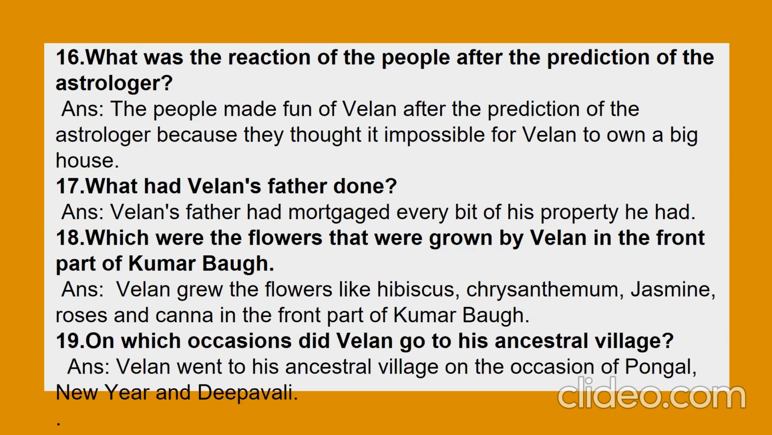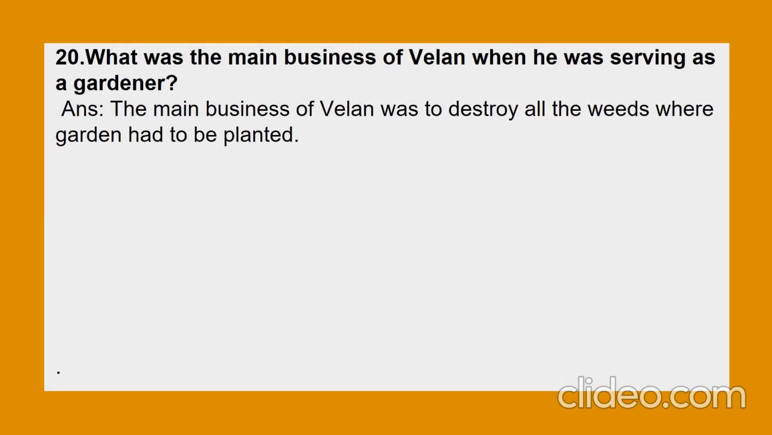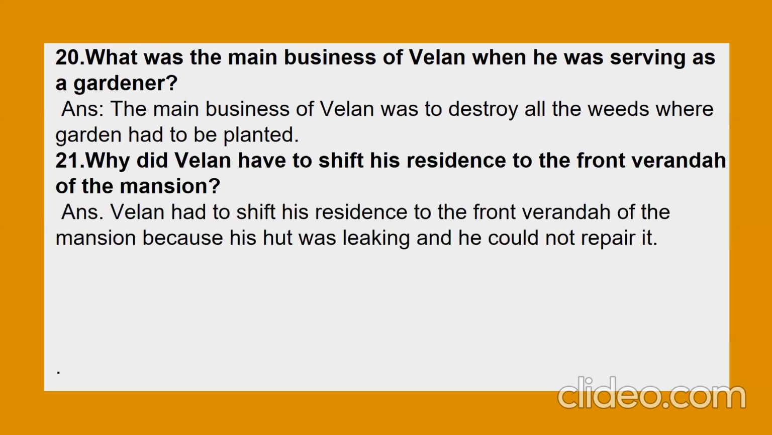Then, on which occasions did he go to his ancestral village? Pongal, New Year, or Deepavali. Then, what was the main business of Velen when he was serving as a gardener? His business was to destroy all the weeds where the garden had to be planted.